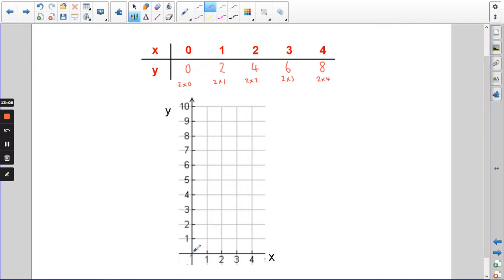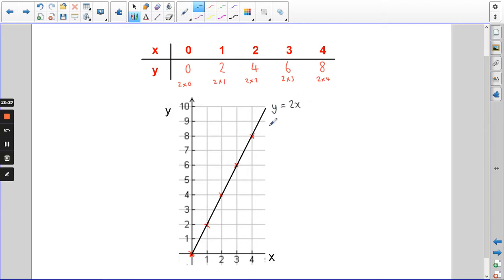Okay, 0, 0 is the origin down there. Look where the axes start from. 1, 2, 2, 4, 3, 6, 4, 8. If we kept going, the next one would be 5, 10. Okay. And join them up, look, and as long as your axes are good and as long as you've been careful plotting your coordinates, you should get a perfect straight line again. And this time the equation we used was y equals 2x.